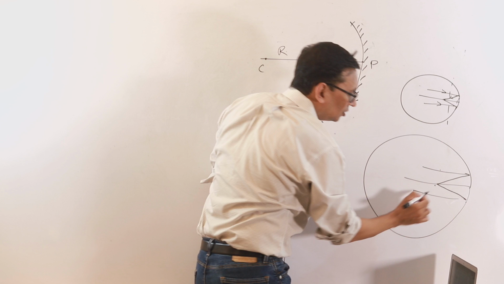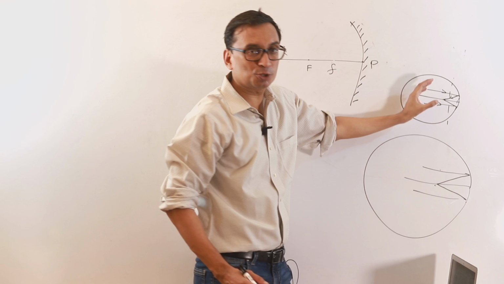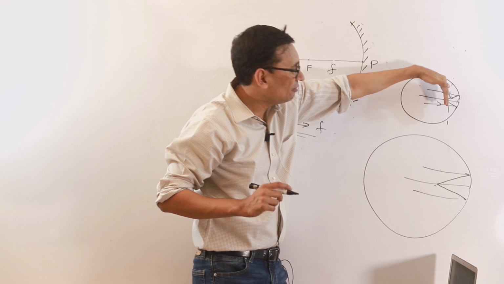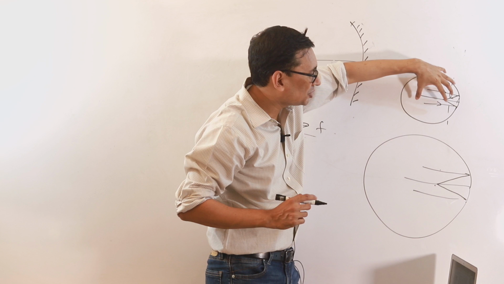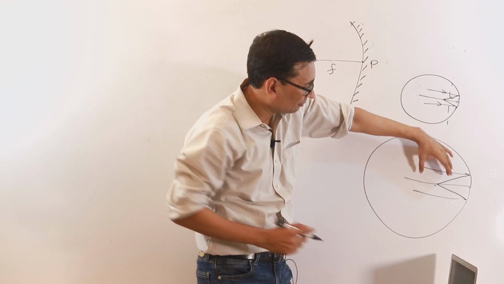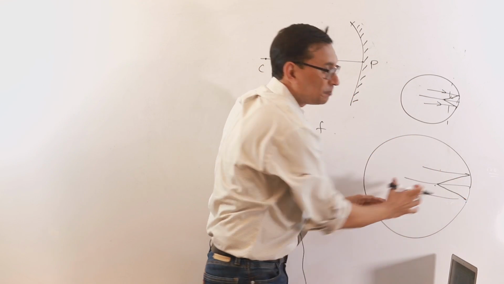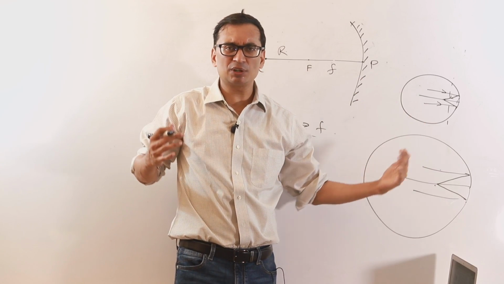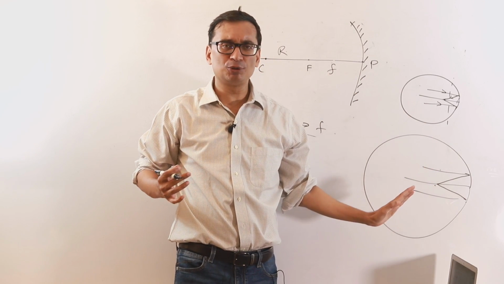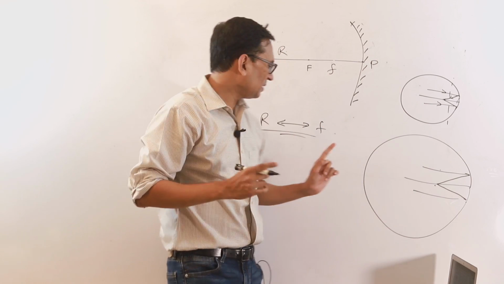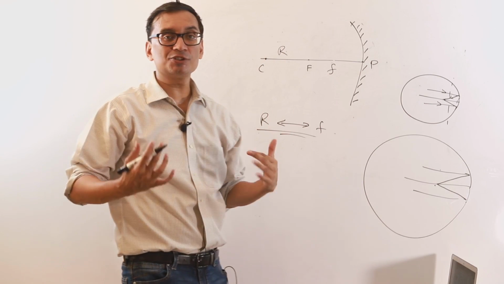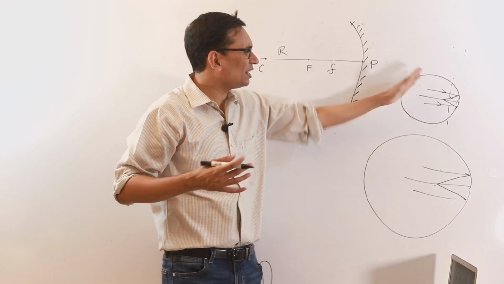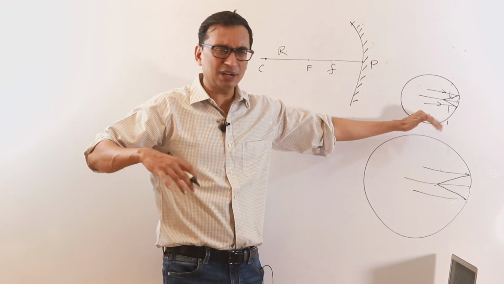So what do we see? We see that when the radius of curvature is small, the focal length also is small. When the radius of curvature is big, the focal length is also big. I'm just giving you intuition. I'm not proving it. The proof of this will come in your class 11th. But right now, this is good enough to know. Which means R and F have some relationship. This is just for intuition. You don't have to prove it.